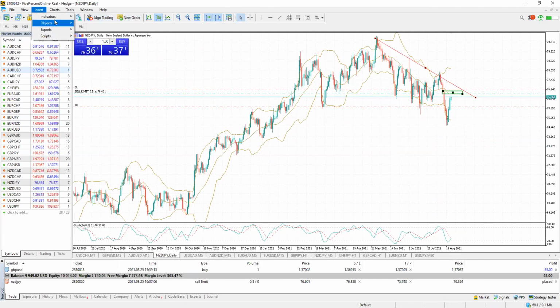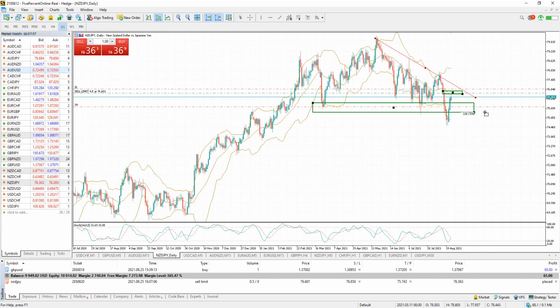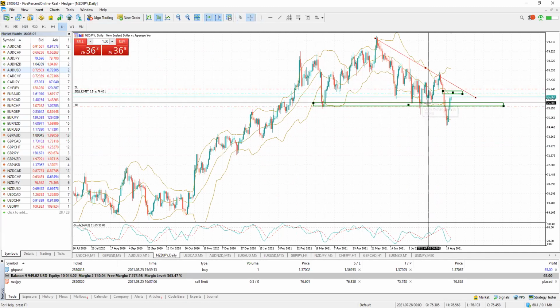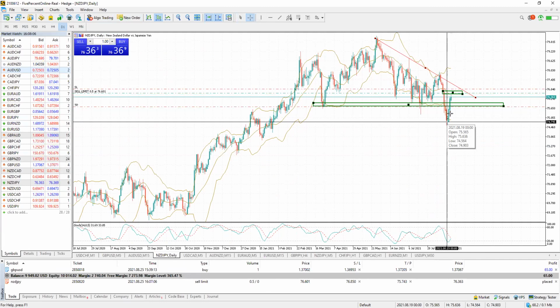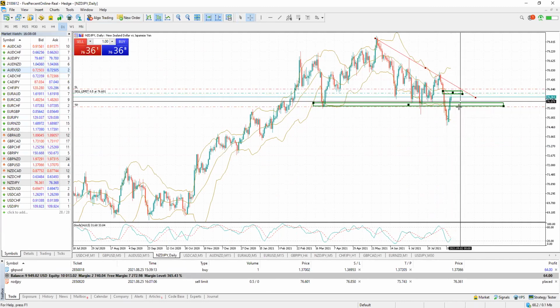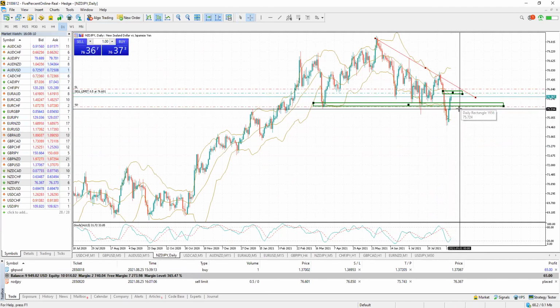We can see here that the market made a fake breakout. It was a support for multiple days, and then made a fake breakout. So this is where I will maybe exit the market. So we will be waiting for that.